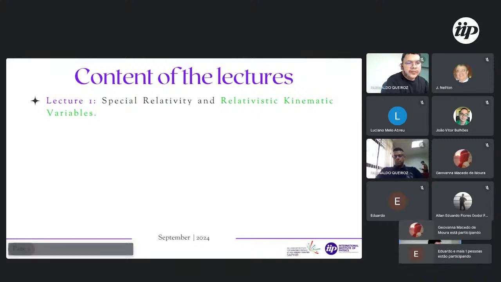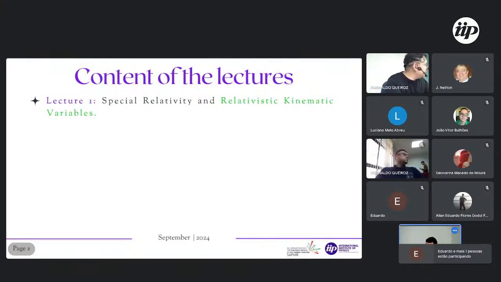For example, in the first topic we need to do a review of the special relativity, and specifically one topic that is related to that is the relativistic kinematic variables. So this is important because we know that in particle colliders, we have collisions between elementary particles like protons, ions, leptons, and those collisions occur at high energy scales. So the physics that studies those high energy scales is special relativity.